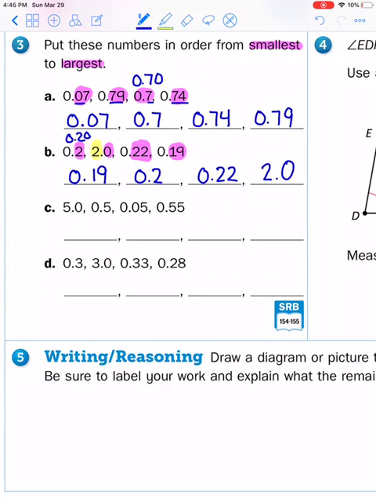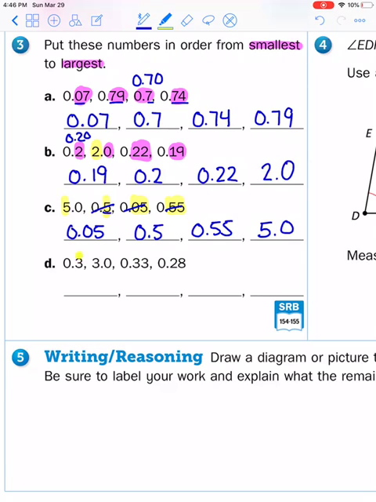Okay, C. Now you have some whole numbers mixed in here, just like we did in the last one. If it's a 0 whole number, you can only focus on the decimal place. So the smallest one is 0 and 0 hundredths, and then 0 and 5 tenths. So I use this one and this one. 0 and 55 hundredths. And finally, the largest is 5 and 0 hundredths.